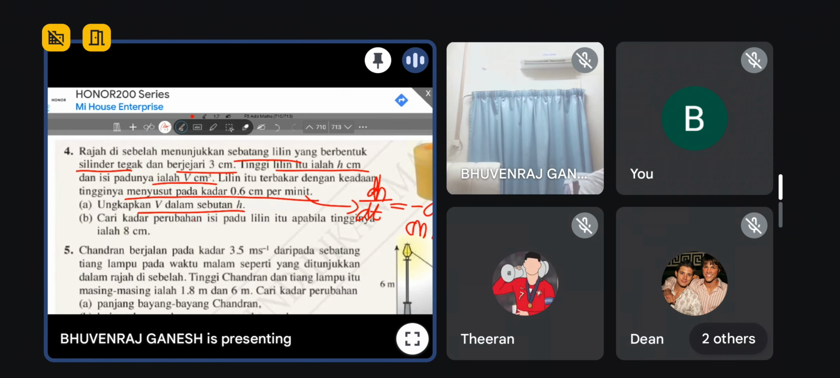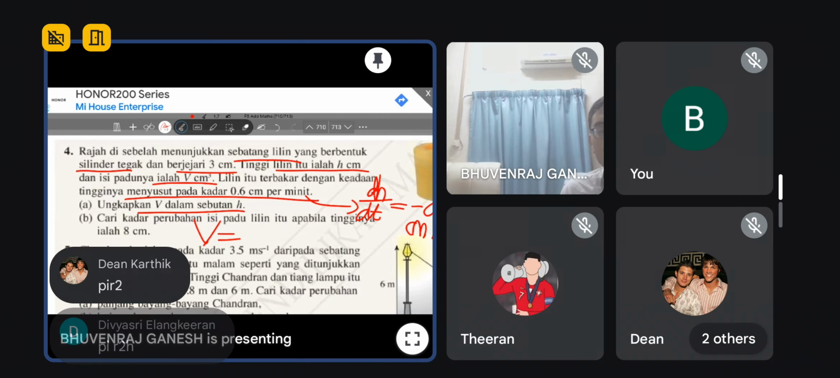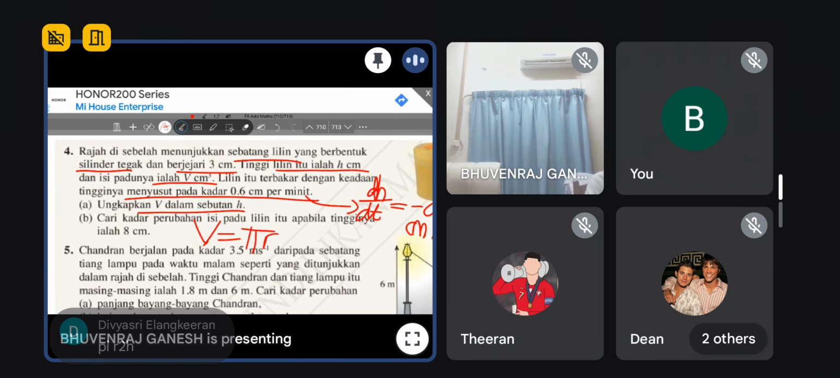Okay, so you know the volume of a cylinder is what, guys? Can you all tell me? Isi padu cylinder. What's the formula? Yeah, pi r square h. Okay, circle is pi r square. So volume is pi r square h. Then they tell you the radius is 3 cm, so you can substitute inside.